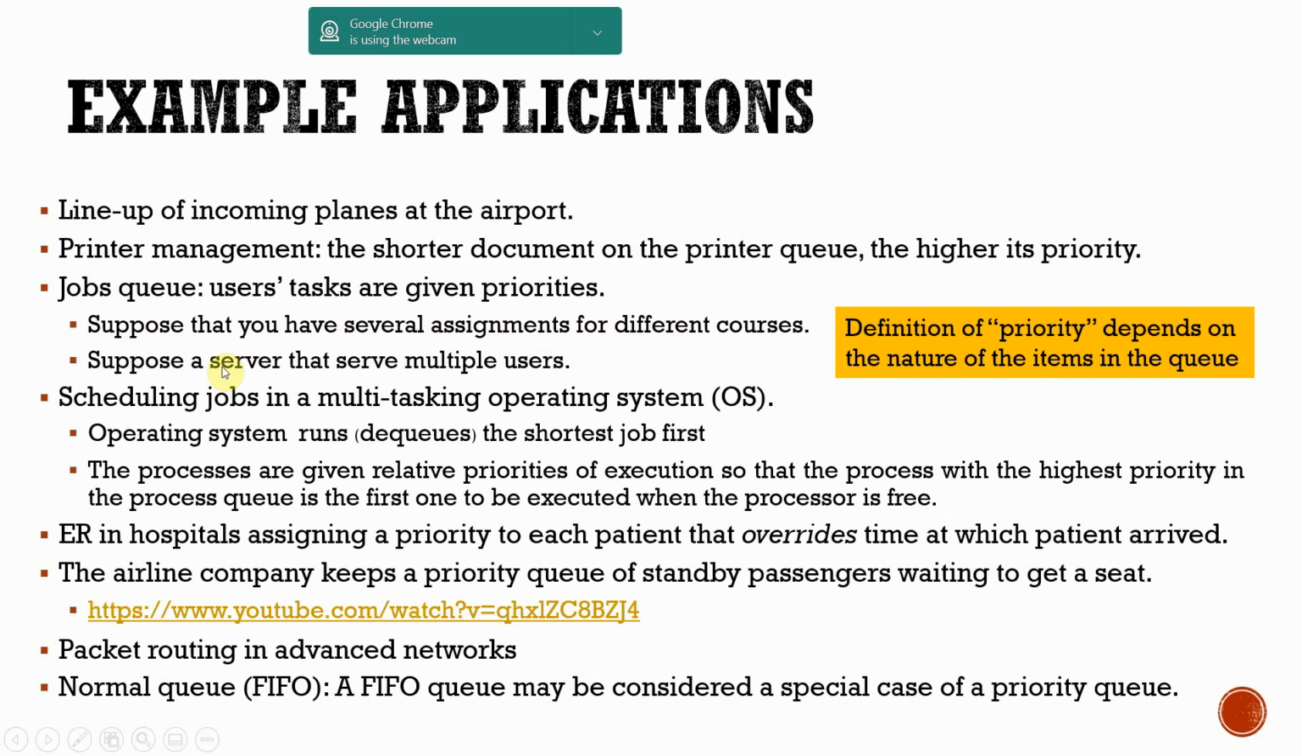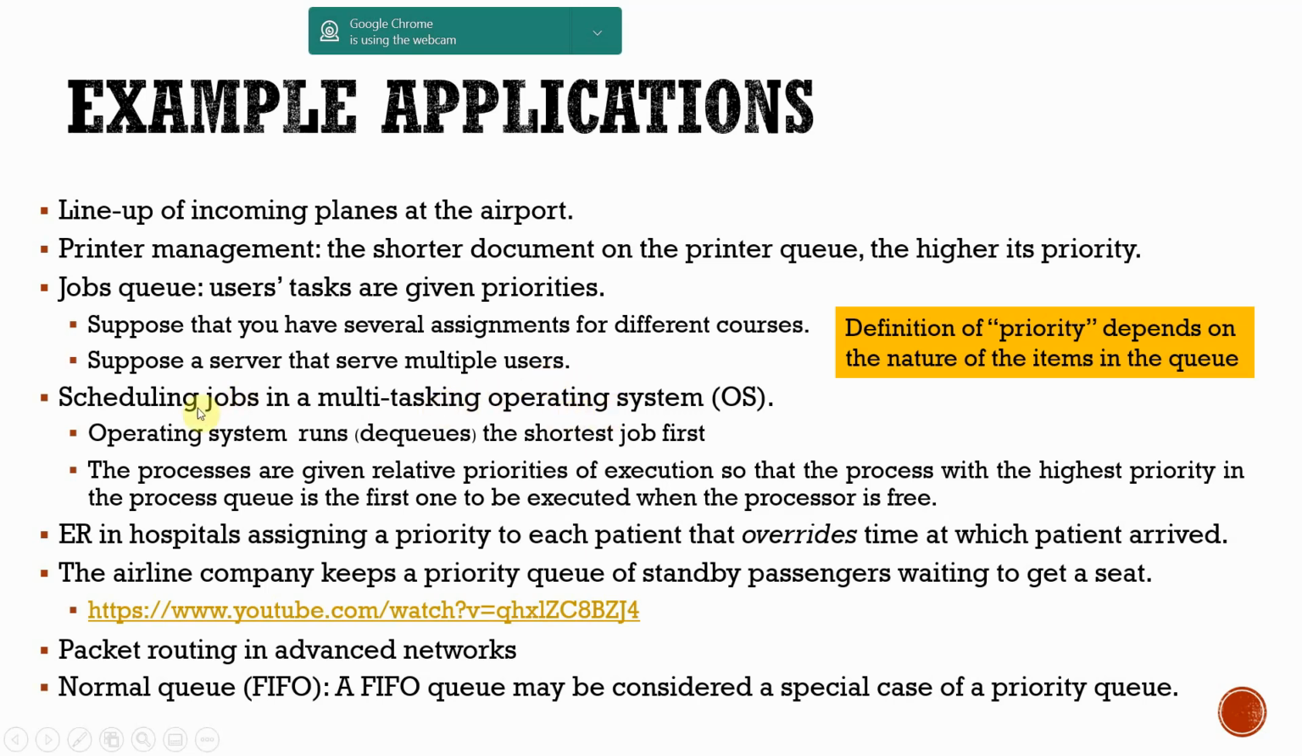Or let's say if a server has to serve multiple clients, right? So she or he might assign a certain priority to each task, right? If a task can be finished very fast, you might want to give that higher priority. Or if you have a very important client to serve, you might give that client a higher priority.